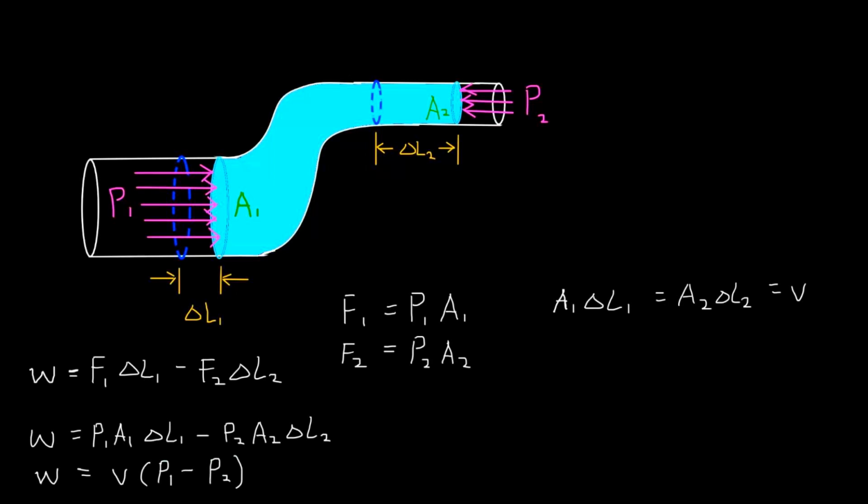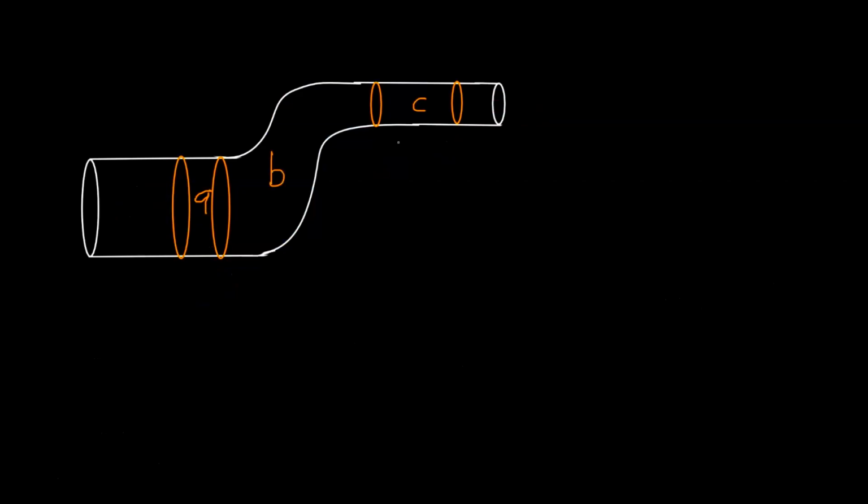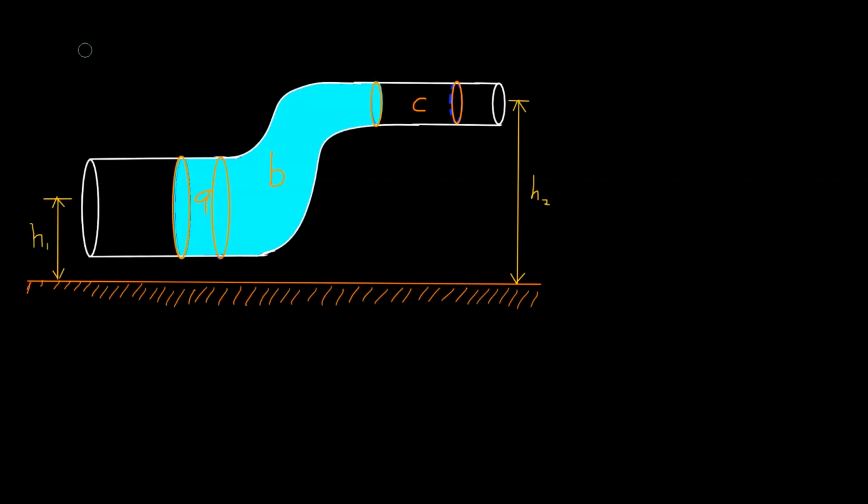Next, we'll consider the change in potential energy of the fluid. To make this easier to understand, I'll break off the pipe into sections A, B, and C. In the initial case, the fluid only takes up sections A and B. The total potential energy of the fluid is equal to the potential energy of the fluid within A plus the potential energy of the fluid within B.